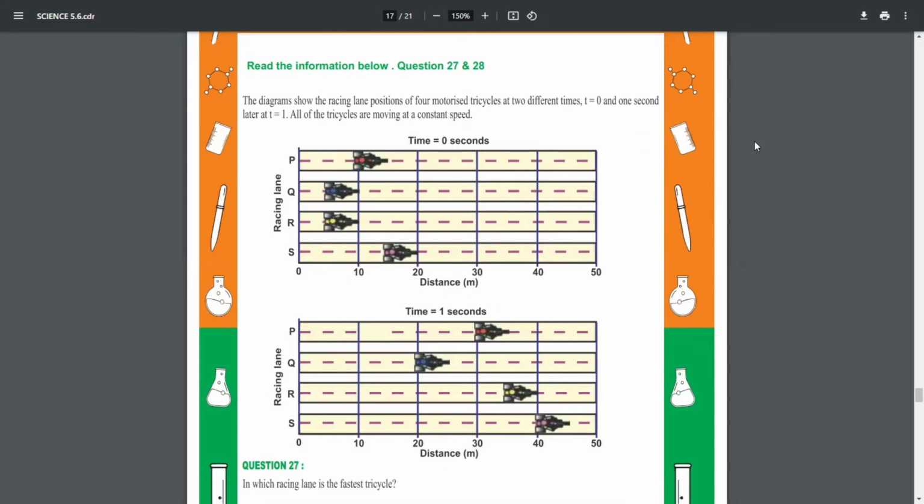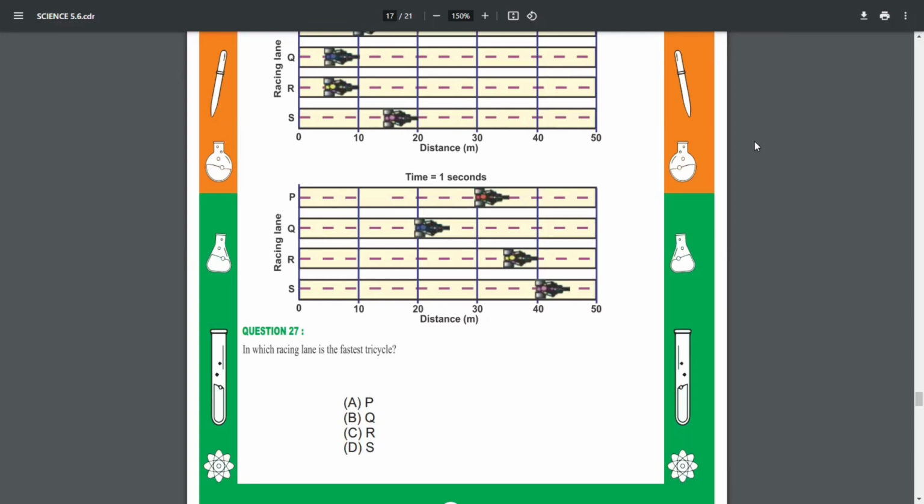Read the information below. The diagrams show the racing lane positions of 4 motorized tricycles at 2 different times, T equals 0 and 1 second later at T equals 1. All of the tricycles are moving at a constant speed. Question 27. In which racing lane is the fastest tricycle? The correct option is C.